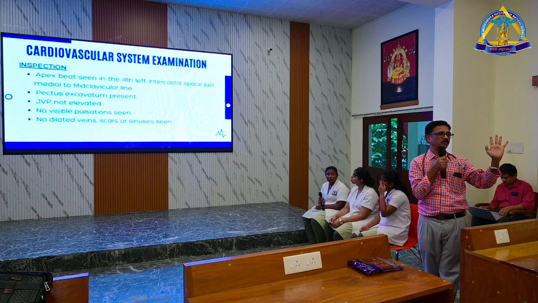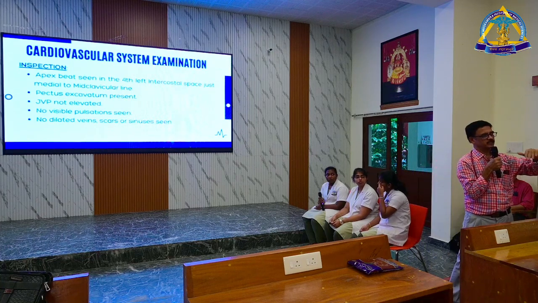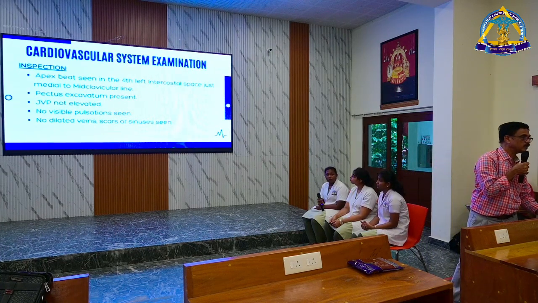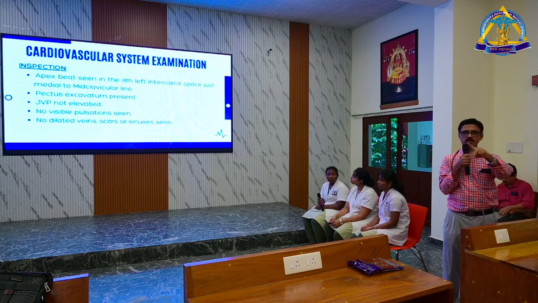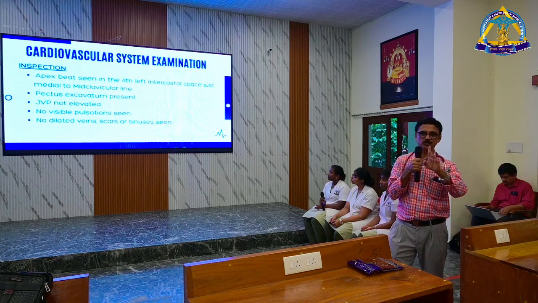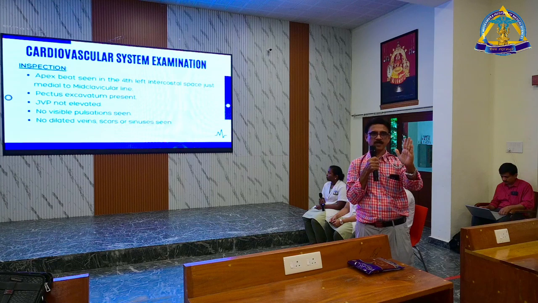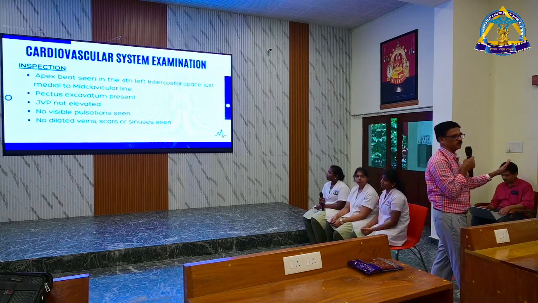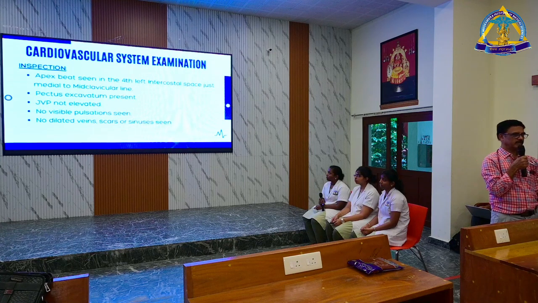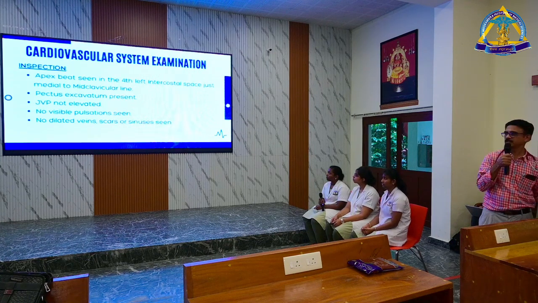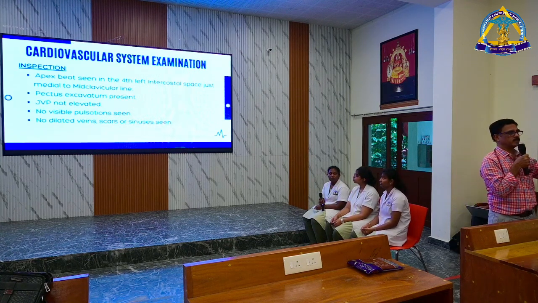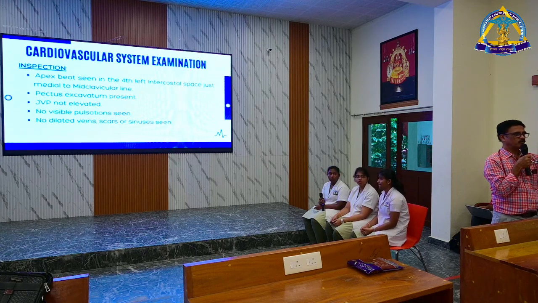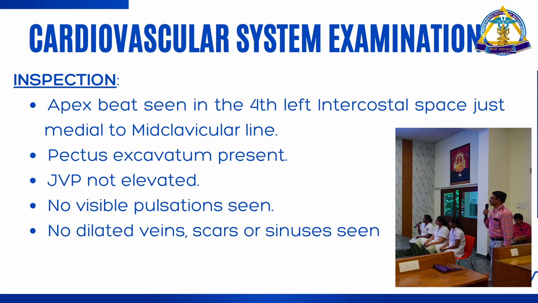At what age does it become the fifth intercostal space, just medial to the mid-clavicular line? After 4 years, 5 years. So at 2 years, fourth intercostal space, mid-clavicular. More than 4 years, it is in the left fifth intercostal space, like an adult. In between, it lies between these two spaces. So there is no cardiomegaly. Are we expecting cardiomegaly in tetralogy? No. The JVP is not elevated, no visible pulsation is seen, no dilated veins, scars or sinus is seen.